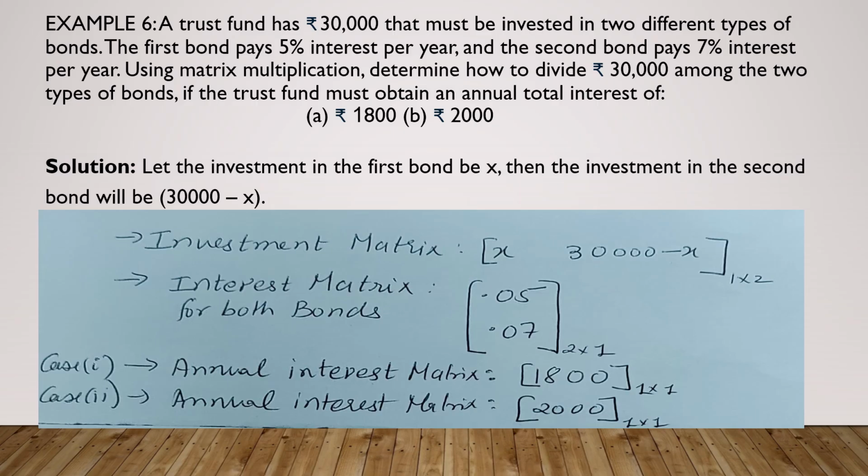Now in the first case what you want is the annual interest matrix. You want the annual interest to be 1800 in the first case and in the second case you want the annual interest to be 2000. Now see I have written the order for each of them because when we want to multiply again we have to check the order for the matrix. Investment matrix 1 row 2 columns, so 1 cross 2. Interest matrix 2 rows 1 column, so 2 by 1 matrix. Annual interest matrix will be just having one element.